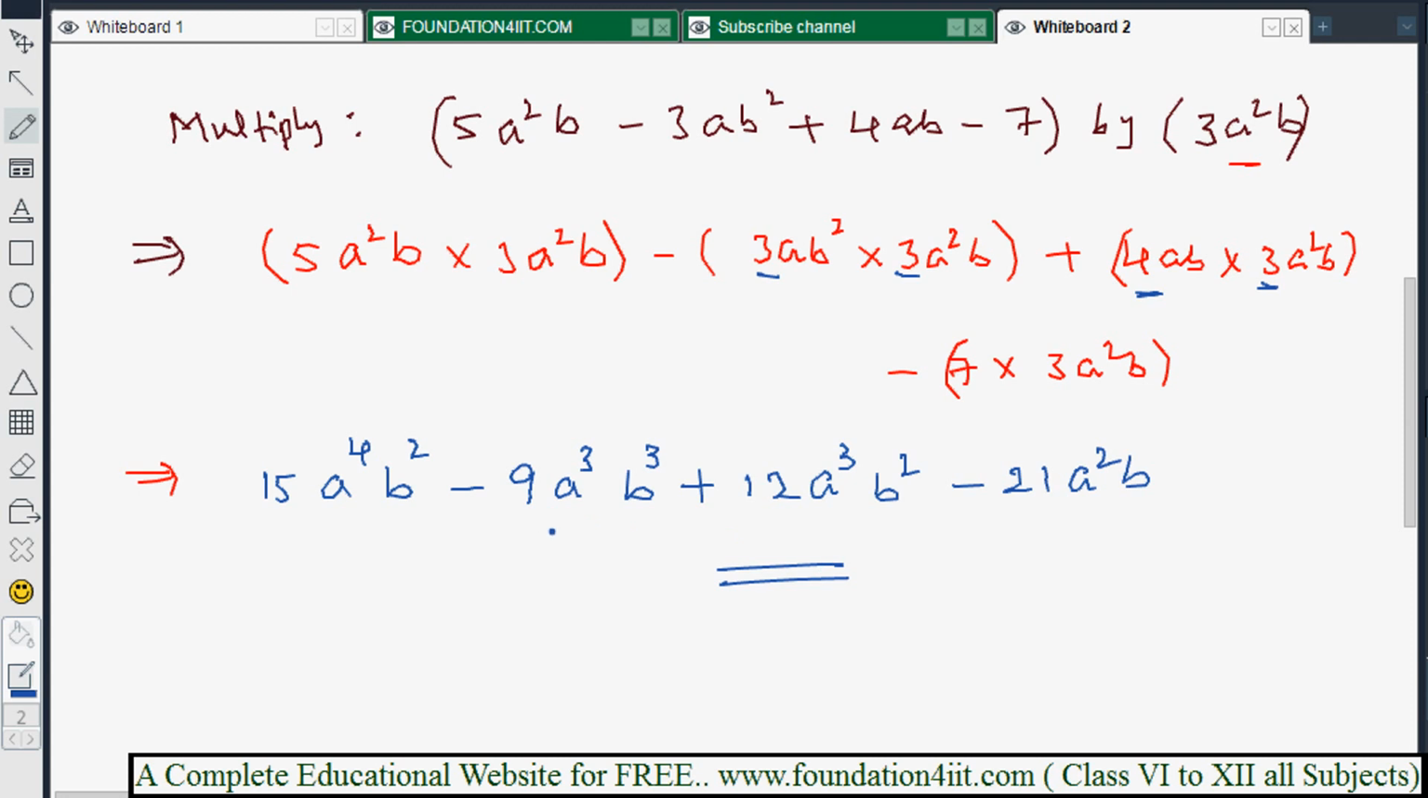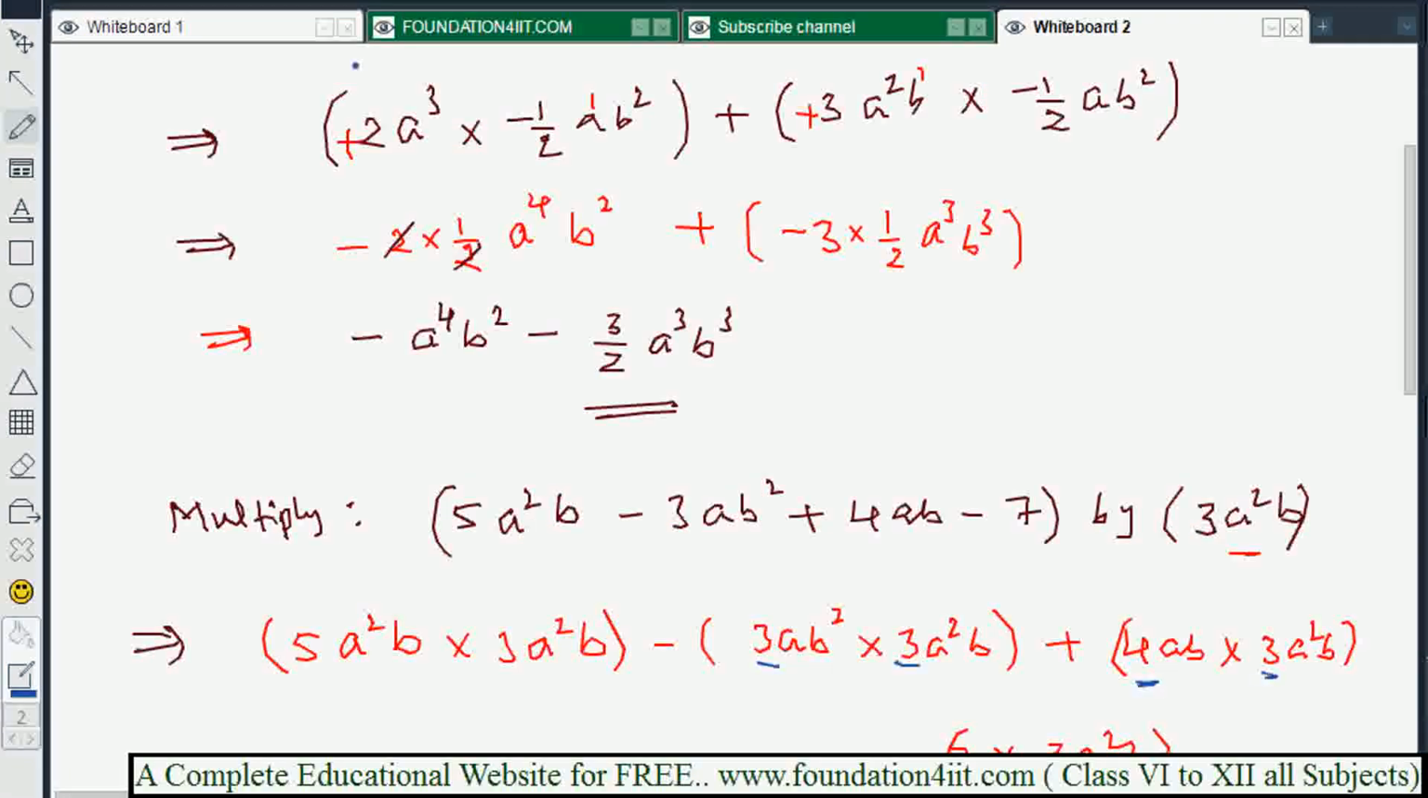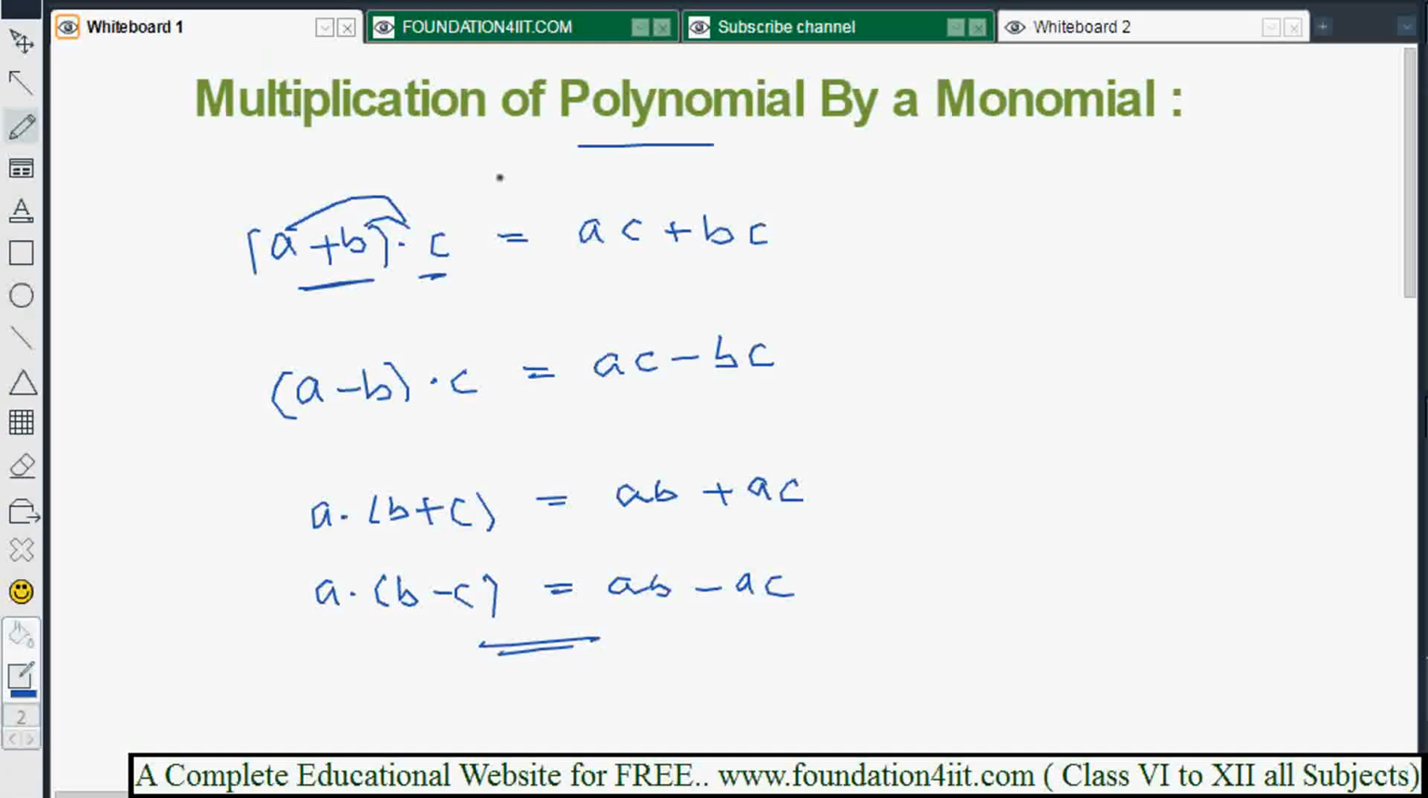So 15 a power 4 b square minus 9a cube b cube plus 12a cube b square minus 21a square b. Okay, this way we can multiply any polynomial with monomial. We need to multiply, we need to split. So we need to use the distributive law first. After distributing, then you can use the normal multiplication rule of monomial. So this is multiplication of a polynomial by a monomial.